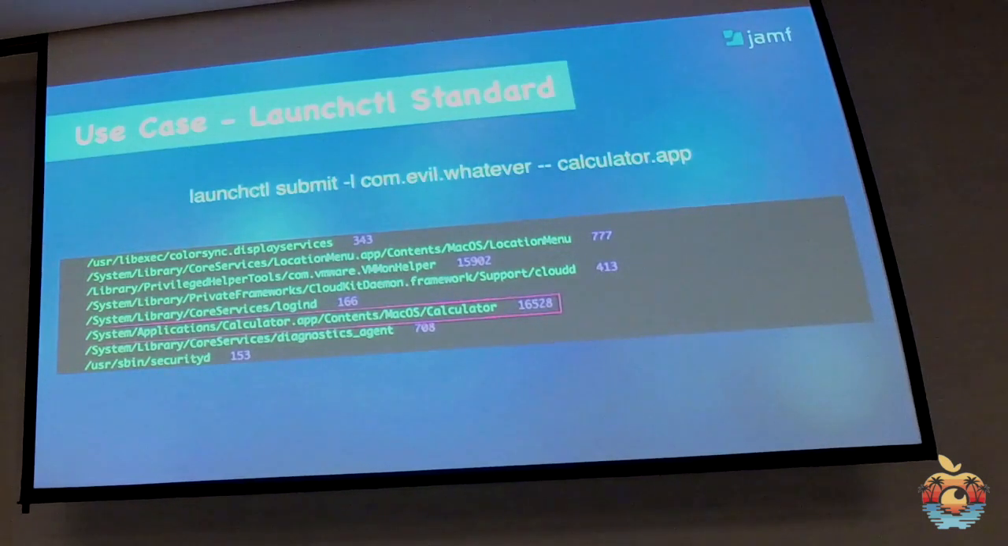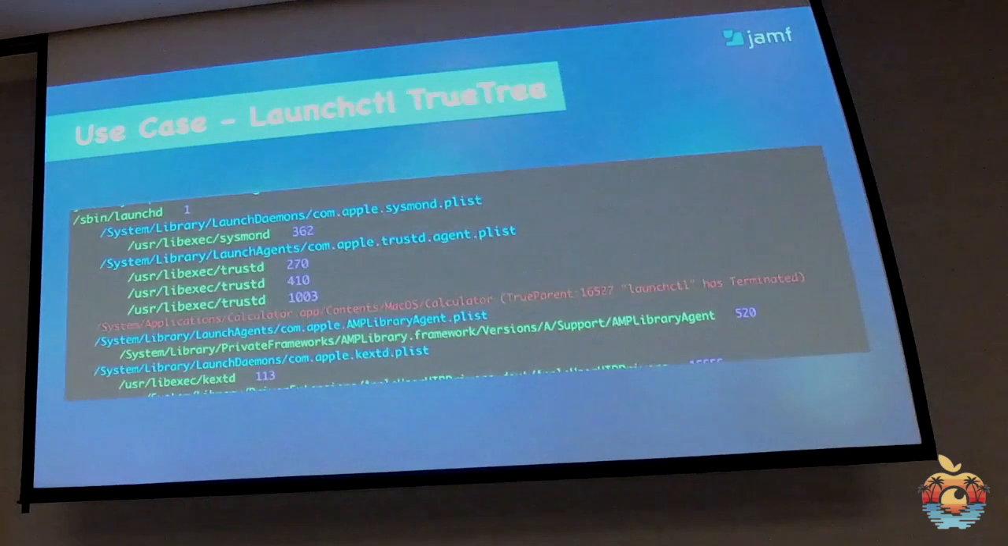By default in the standard tree, we see that calculator was created by launchd. No surprise. However, if we use TrueTree, we get this extra step where calculator was created by the launchctl command. And this should almost never happen. There is some poorly written software that does this, and it drives me nuts. So you might run into this occasionally, but you should almost never run into this, where you find an application that was created by launchctl. That's inherently suspicious.